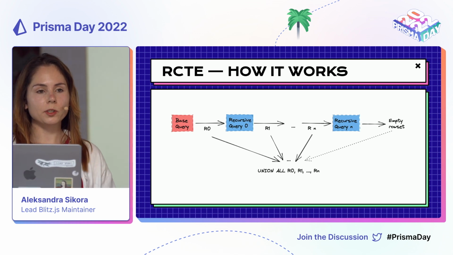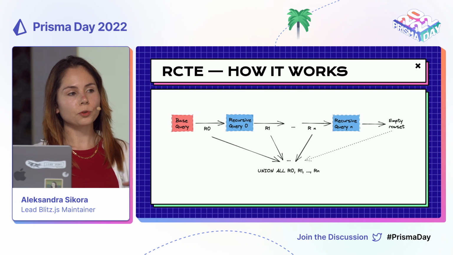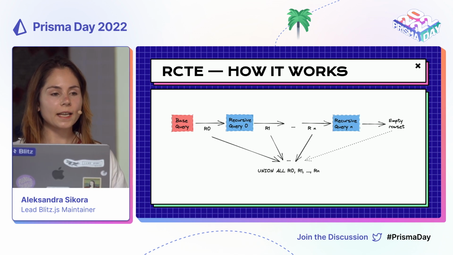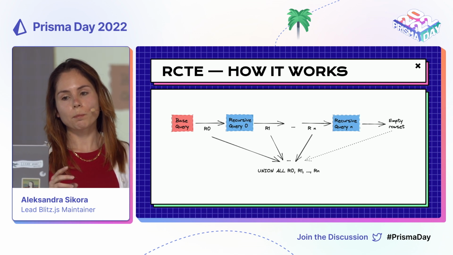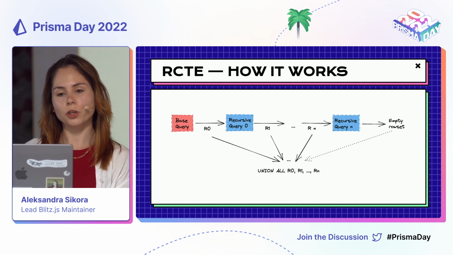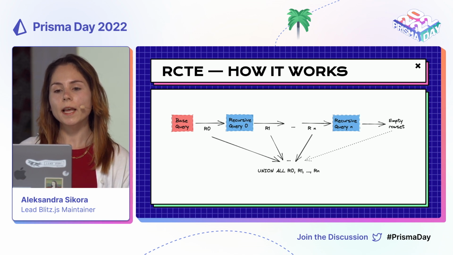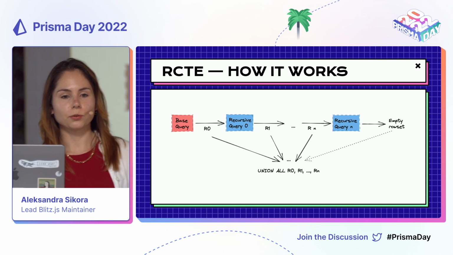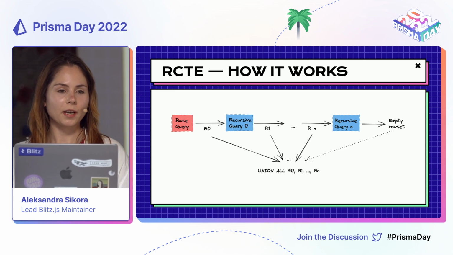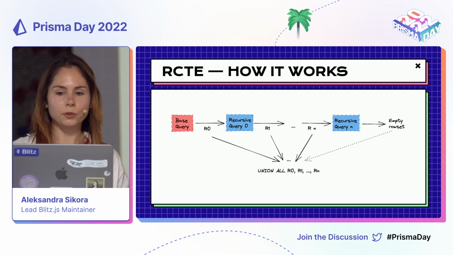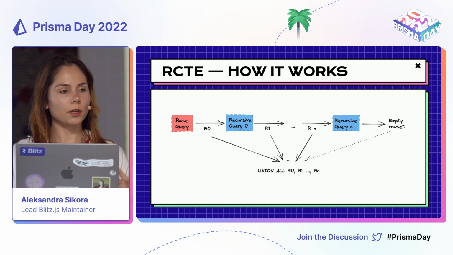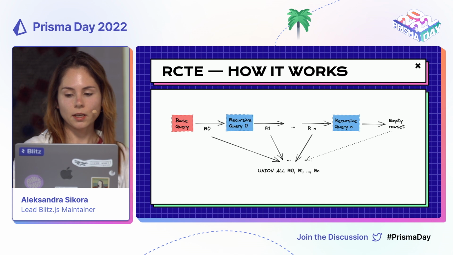So we have this base query of the RCTE, and it produces the first row set, let's call it a base row set R0. And then this row set is being passed to the recursive query, this recursive part that we saw previously. And it produces another row set, R1, which is then applied to the next recursive query. And we're going on and on until we reach an empty row set. So then we take all of the row sets, and they are being merged together into the final result.